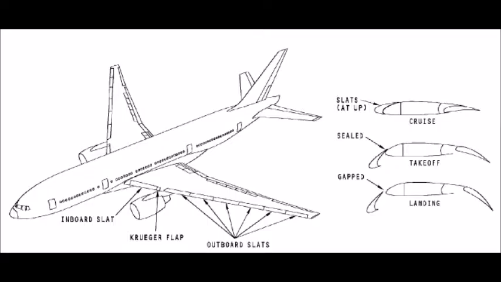Leading edge slats and Kruger flaps. During takeoff and landing, the leading edge slats and Kruger flaps increase the lift of the wing. These surfaces are not used during cruise.